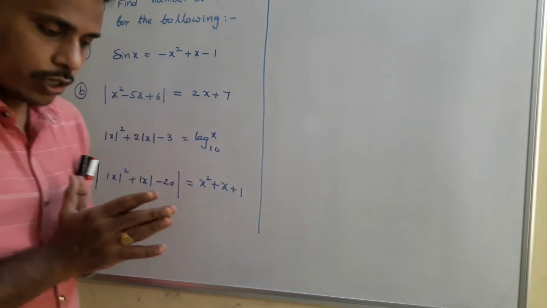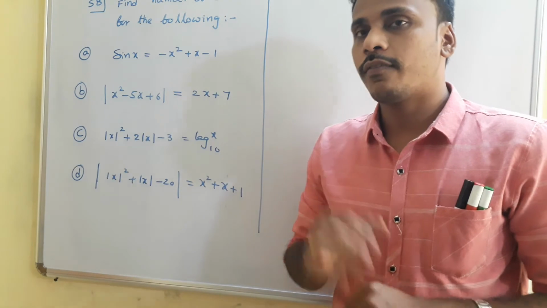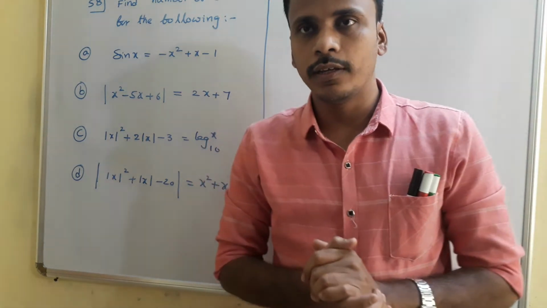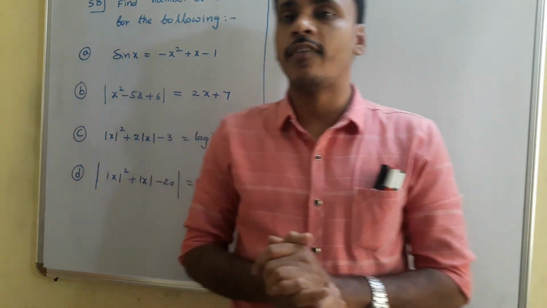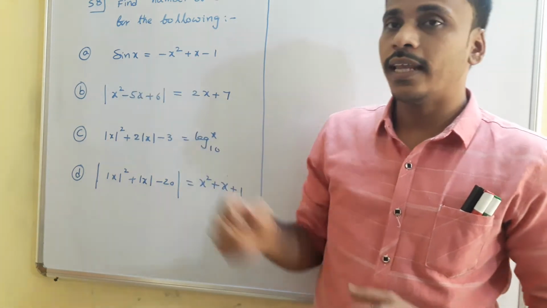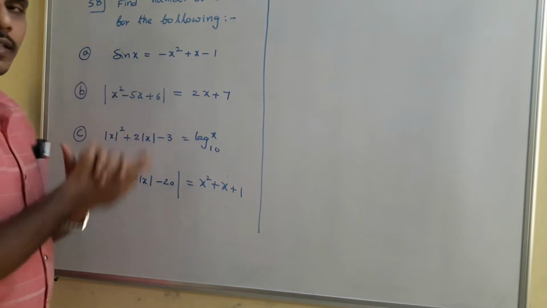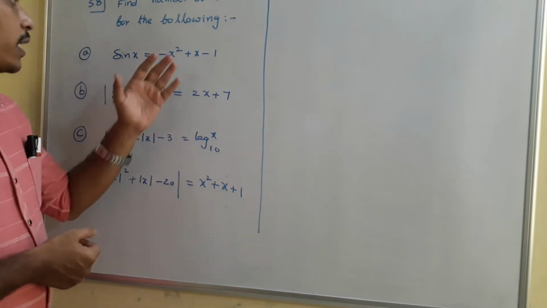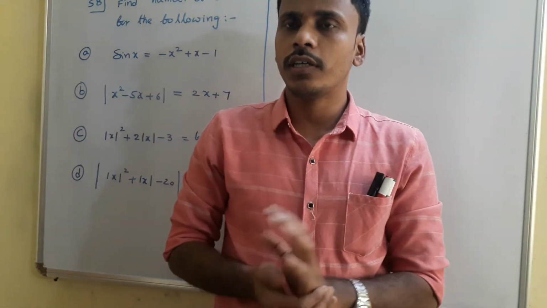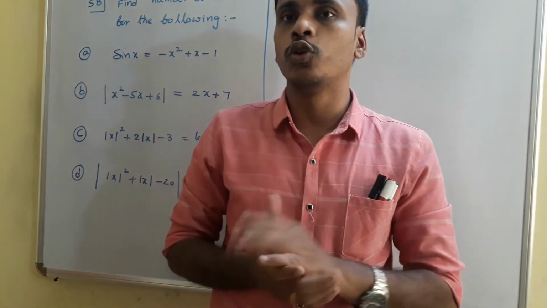In this class we are going to discuss some problems to find the number of solutions for the following, and we can find the number of solutions without solving algebraically but just by using the graph of those. First of all, look there, the first problem: sin x is equal to minus x square plus x minus 1. The left side, sin x, is trigonometric; the right side, minus x square plus x minus 1, is algebraic. Our intention is just to find the number of roots, the number of solutions for it.